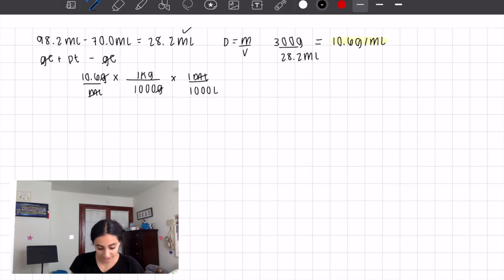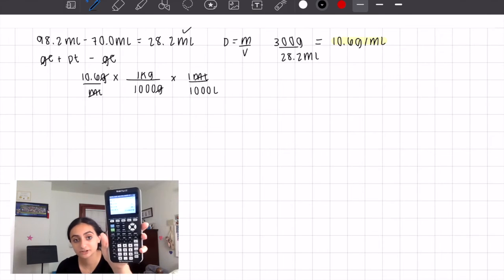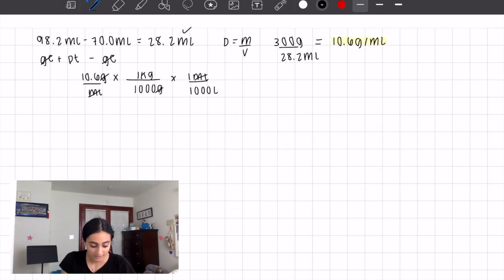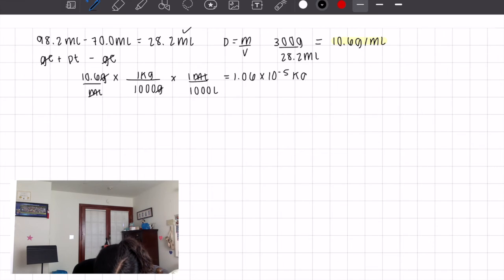So now just plug into your calculator, keep the unrounded version in your calculator, and just hit the divide button over here. Divided by 1,000, divided by 1,000 again. We get 1.06 times 10 to the negative fifth. And that is kilograms per liter.